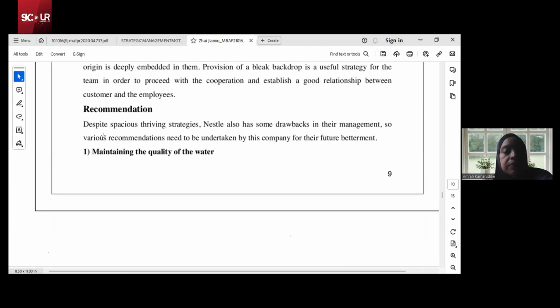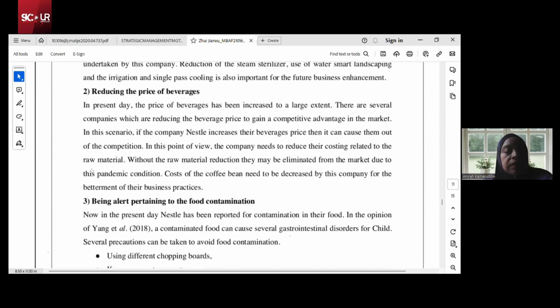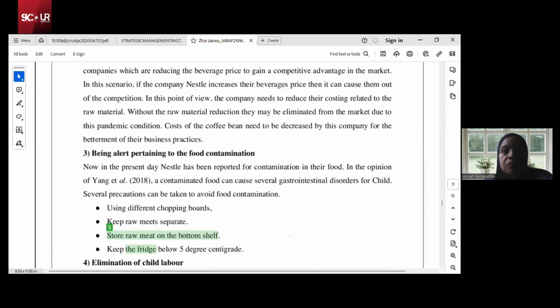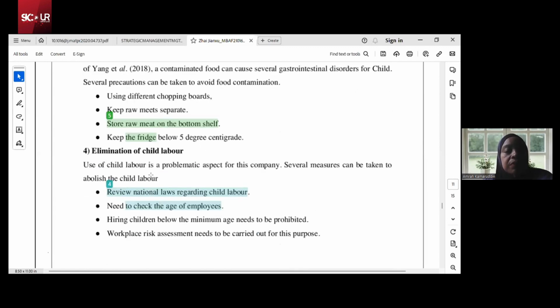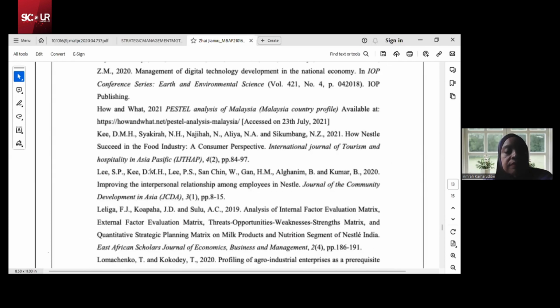And they have the recommendation. They recommend maintaining the quality of water. They recommend reducing the price of beverages. This recommendation is not from the company, it's actually from you. Child labor, for example. Then the conclusion and the reference.